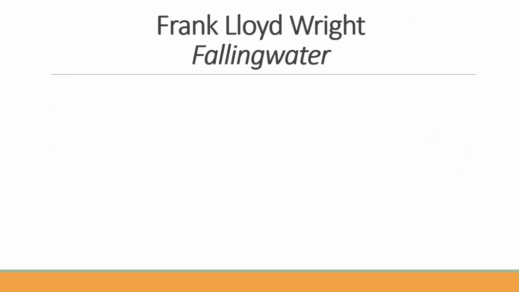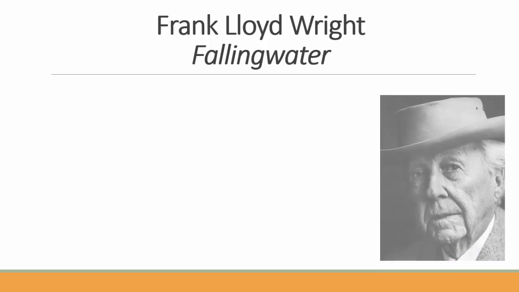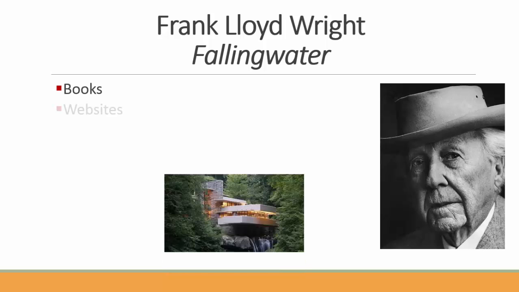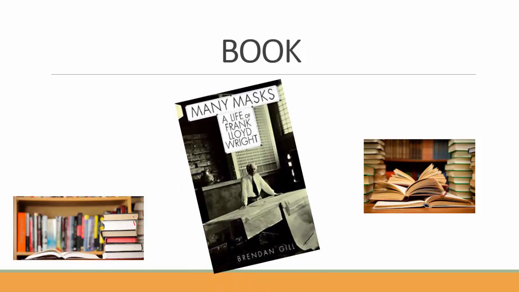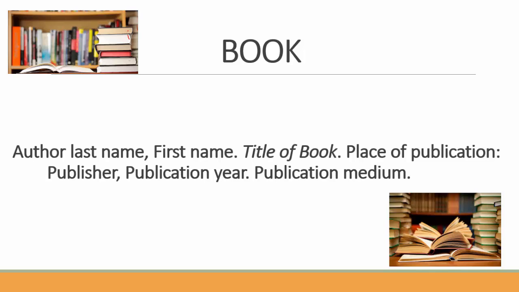Let's say we are writing an imaginary paper on one of America's most famous architects, Frank Lloyd Wright. In researching his amazing building, Fallingwater, we may use books, websites, encyclopedias, magazines, and newspapers. This tutorial will address citing a book and a website. Perhaps we found on the shelves of the library the biography of Frank Lloyd Wright, Many Masks, written by Brendan Gill. If we use this resource, we would cite it at the end of our paper using the following general format: author's last name, first name, title of book, place of publication, publisher, publication year, publication medium.